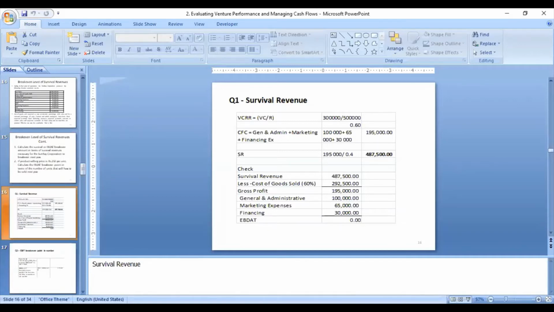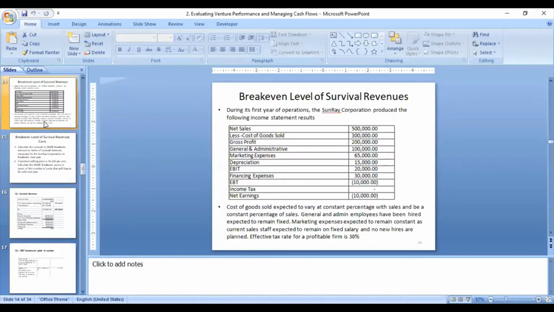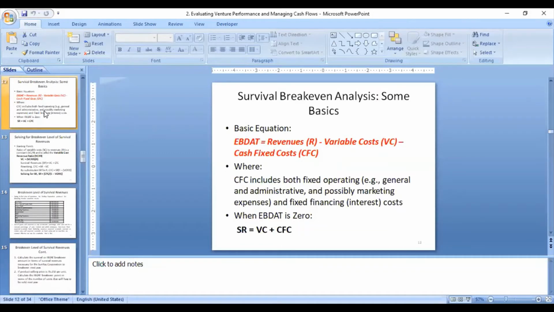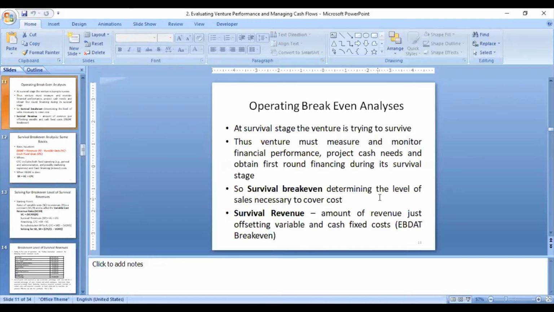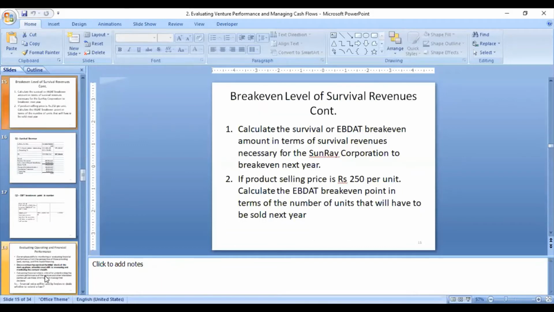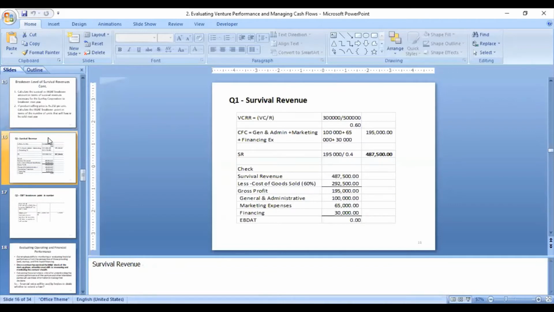That means in order to cover all the fixed expenses in operating and financing, the firm should generate 487,500 rupees from their sales. Yes, that is the meaning. So that is, I think it says in the first slide, survival is to determine the level of sales necessary to cover the cost. So here you can see that is 487,500, and also you can check whether it is a survival break-even point or not.